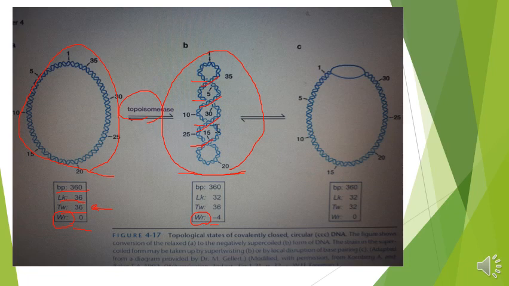And the twisting number is 36, but the linking number has been changed. It means that 36 minus 4 will produce 32. We said that this is the exception, that topoisomerase will change the linking number, but in every other situation the linking number is constant and stable, and it will not change.